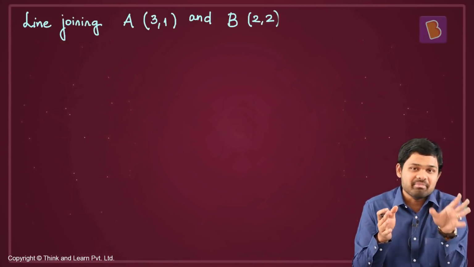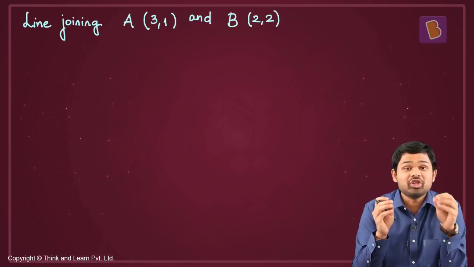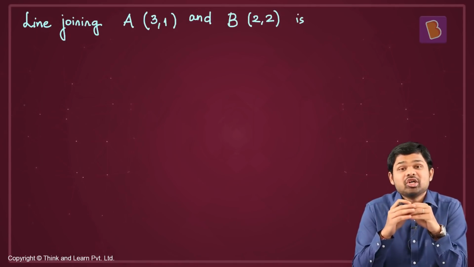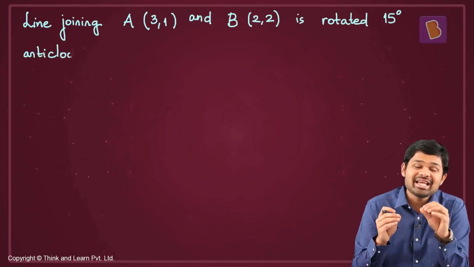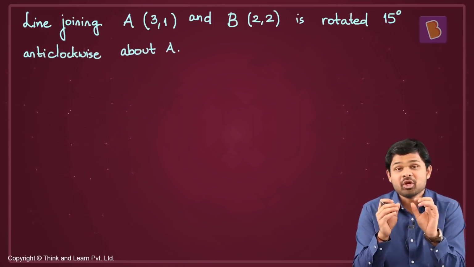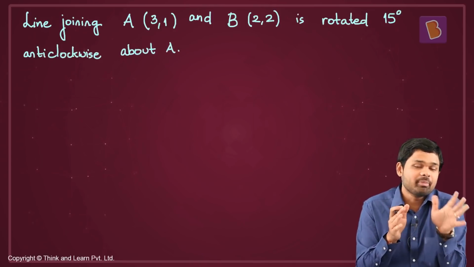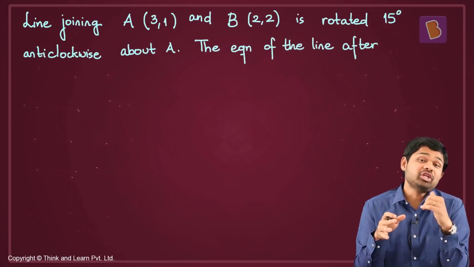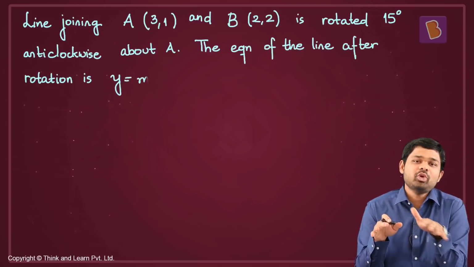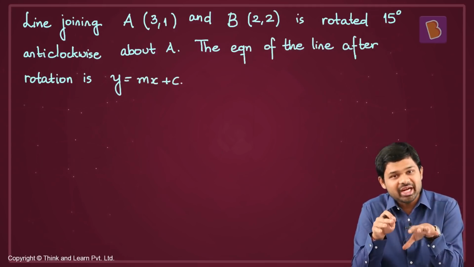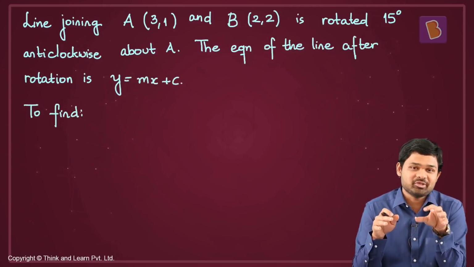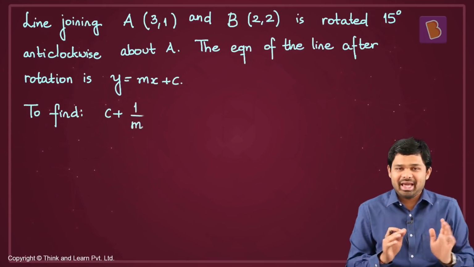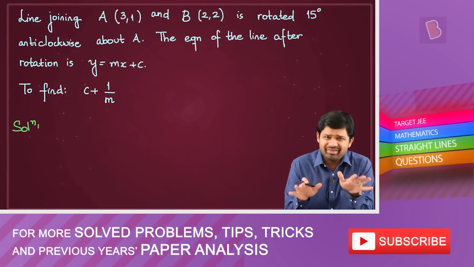So in this question, we have been told that a line joining the points A and B, with coordinates 3, 1 and 2, 2, is rotated 15 degrees anti-clockwise about the point A, which means even after rotation, the line is going to pass through the point A. Now the equation of the line after rotation is of the form y is equal to mx plus c. The objective is to find out the value of the expression c plus 1 by m. So let's try and solve this very simple question.